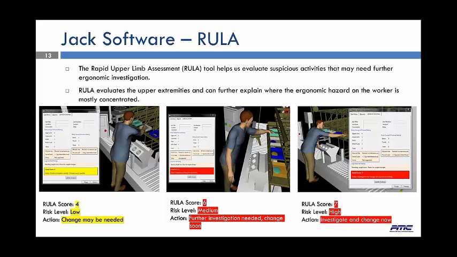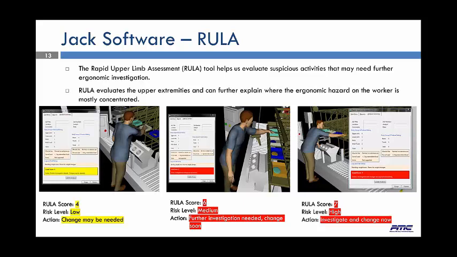RULA evaluates the upper extremities, and can further explain where the ergonomic hazard on a worker is mostly concentrated. Looking above, we see a RULA score of 4, so the risk level is low. However, you probably want to look at it. You may need a change. Next picture, you're going to see a RULA score of 6. The risk level is medium. So you need to get further investigation very soon. And then once we hit the 7, once again, that's an emergency and it's high. Stop what you're doing, investigate, and change it immediately.